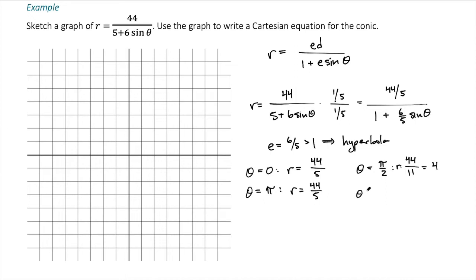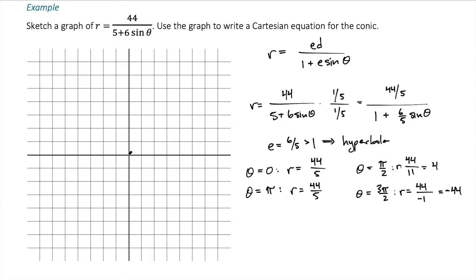And if we plug in theta equals 3 pi over 2, well, sine of 3 pi over 2 is negative 1. And so we end up with r equals 44 over 5 plus a negative 6, which is negative 1. So we get negative 44 for r there. Okay, so that's a pretty large number. I'm going to go ahead and sketch what we've got here.